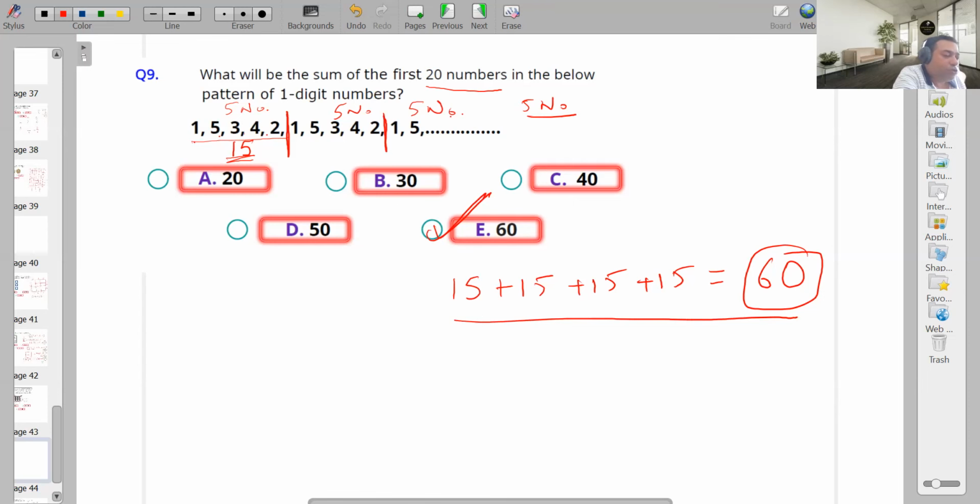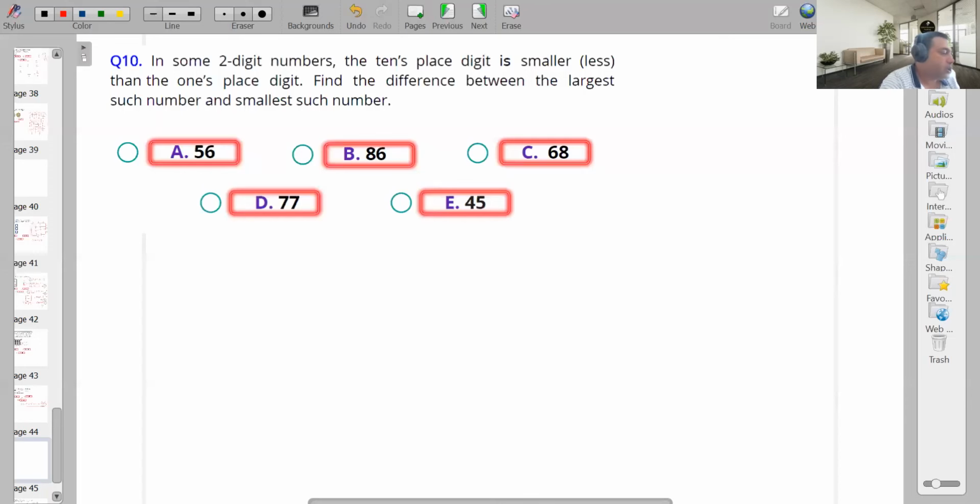All right. So let's move to the next question. In some 2-digit numbers, the tens place is smaller than the ones place digit. Find the difference between the largest such number and smallest such number. So the tens place digit is smaller than the ones place digit. So which will be the smallest number? Think about it.